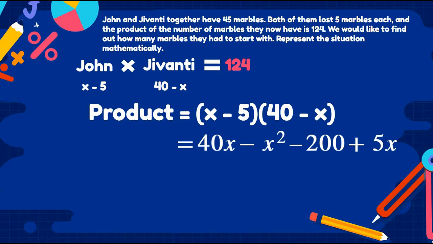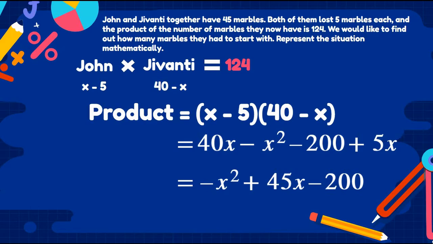So x into 40 is 40x, and x into minus x would become minus x square, remember that minus. Then we have completed the first term in the first bracket. Let's jump on to the second term in the first bracket. It will become minus 5 into 40, which is minus 200, and minus 5 into minus x would be plus 5x.